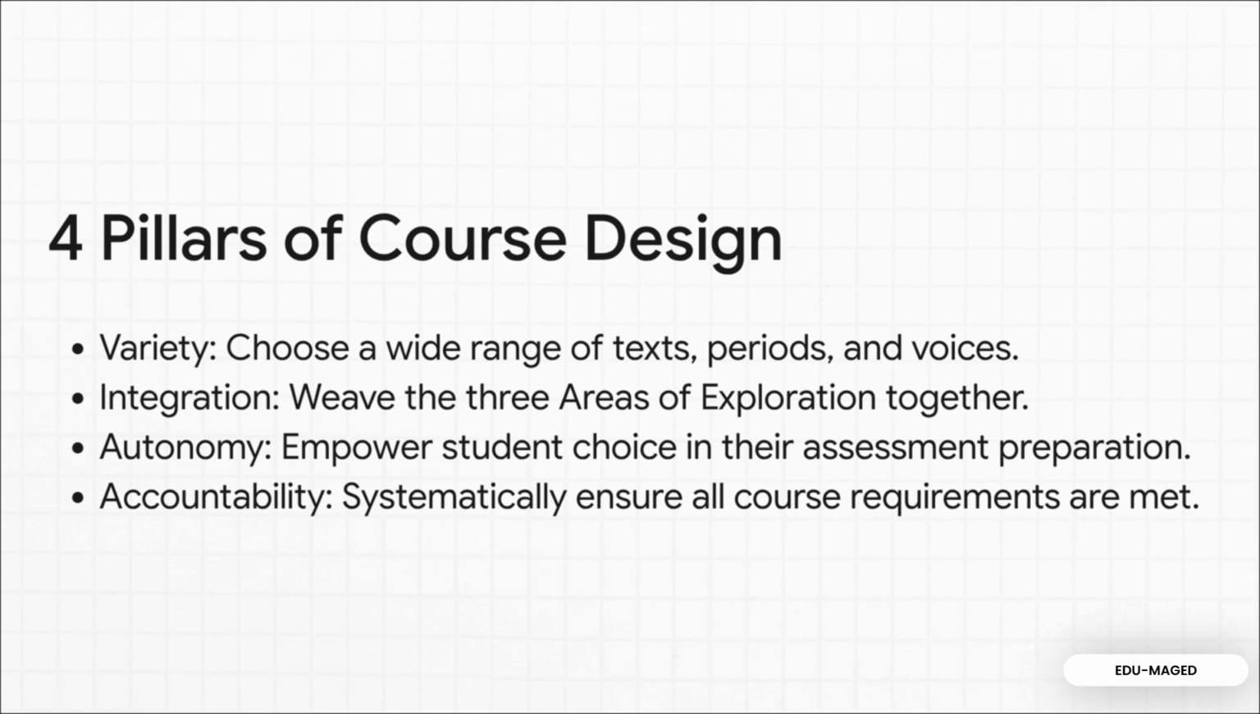Third, autonomy. Give your students choices. Let them have a say, especially when they're picking topics for their assessments like the individual oral. And finally, accountability. You want to give them freedom, for sure, but you also need a system in place to make sure all those IB boxes get ticked.